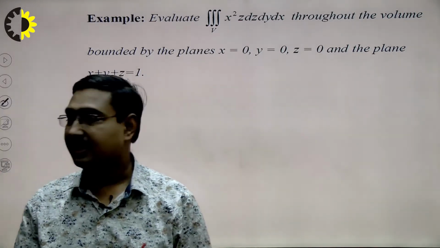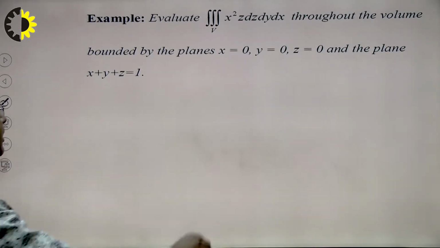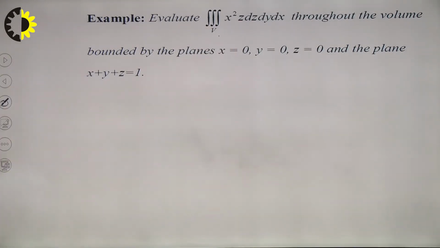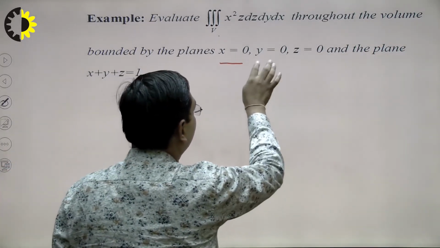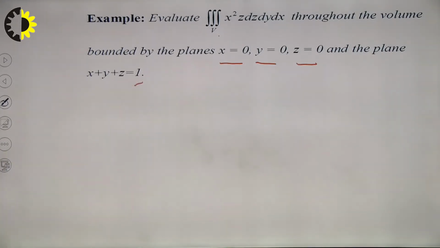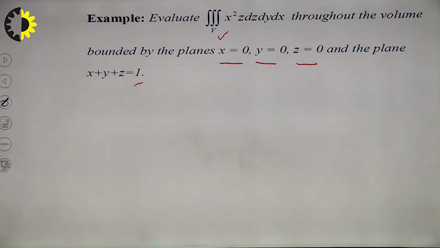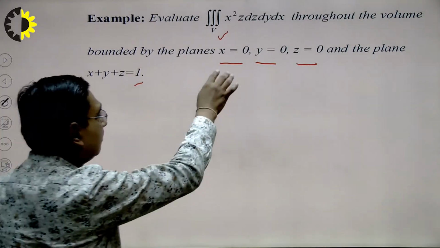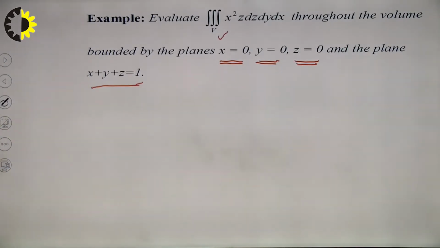Now we understand the idea with the help of an example. The example says: evaluate the triple integral over V of x squared z dz dy dx throughout the volume bounded by the planes x equal to 0, y equal to 0, z equal to 0 and the plane x plus y plus z equal to 1. The volume V over which the integral is to be calculated is bounded by these planes and the plane x plus y plus z equal to 1.